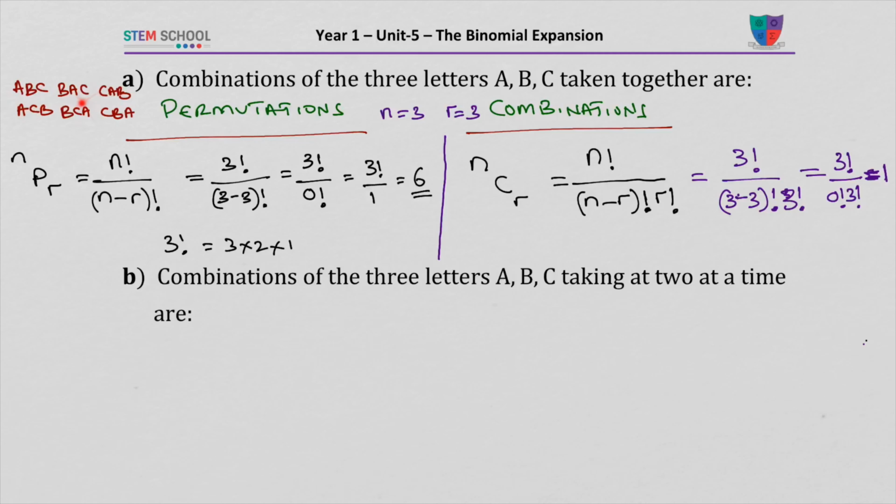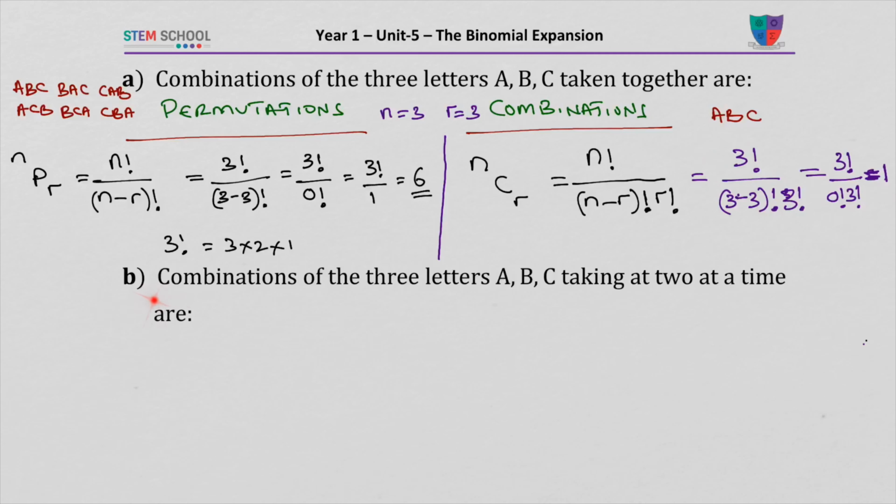So the permutations are here, 6 of them: ABC, ACB, BAC, BCA, CAB, CBA. You can see A, B, and C has been repeated 6 times altogether. That's why this is 6. So for the combination, we can only pick A, B, C without repeating them. That's why this is 1.